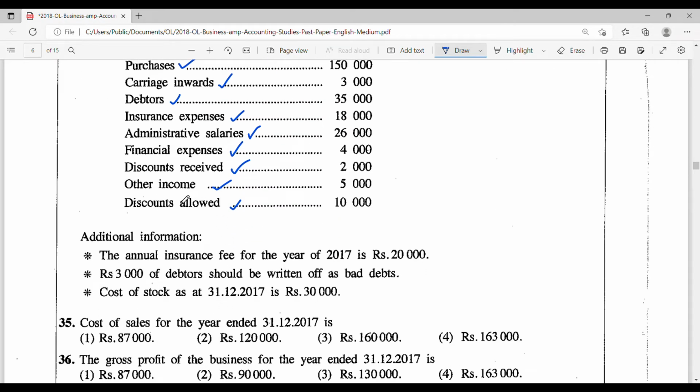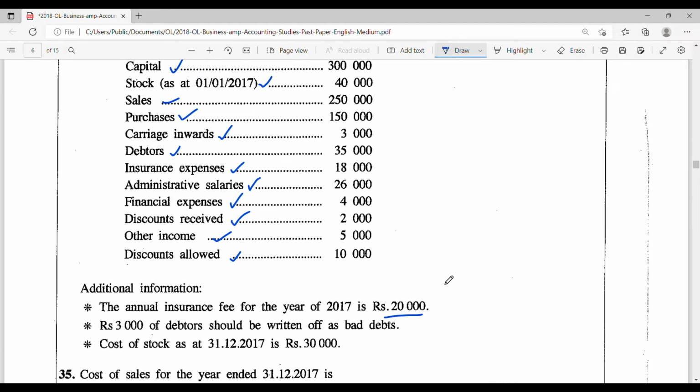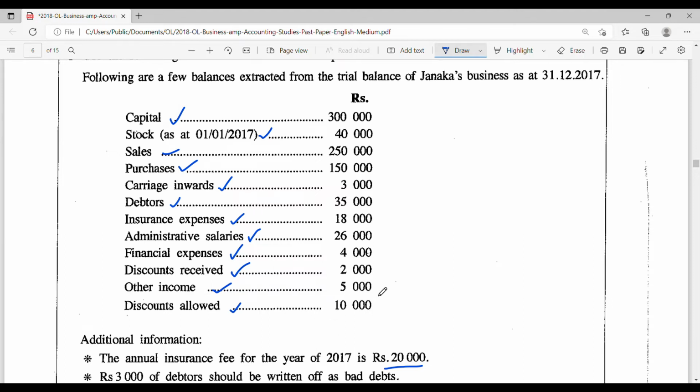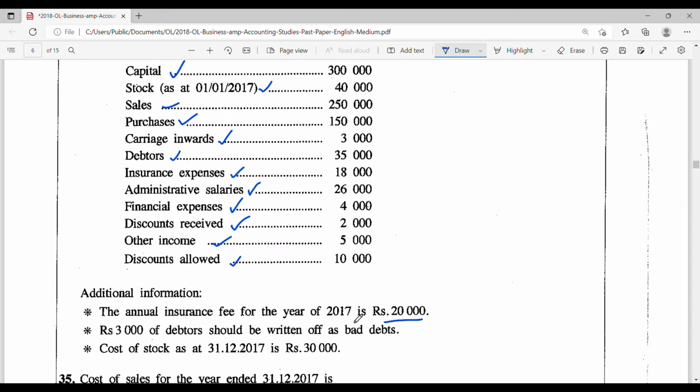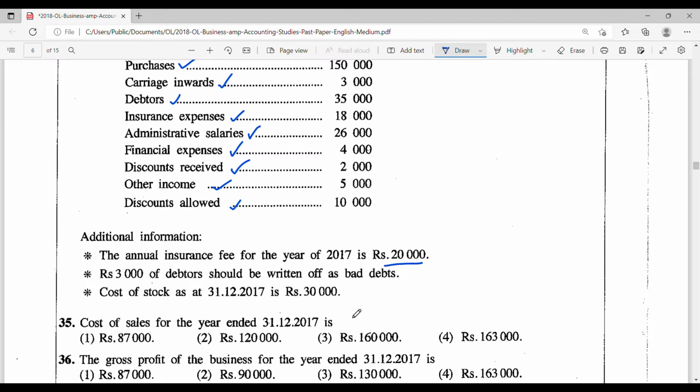Additional information: the annual insurance fee for the year 2017 is 20,000. But here you can see they have only included 18,000, so it looks like there is a payable of 2,000. Keep that in your mind. Rupees 3,000 of debtors should be written off as bad debts. Here it's directly saying 35,000 as debtors, but from that you need to deduct 3,000 as bad debts, and that 3,000 should come to your income statement. Remember that as well. Cost of stock as at 31st December 2017 is rupees 30,000.